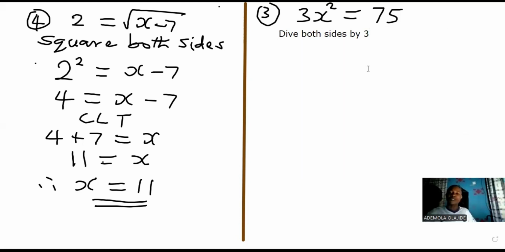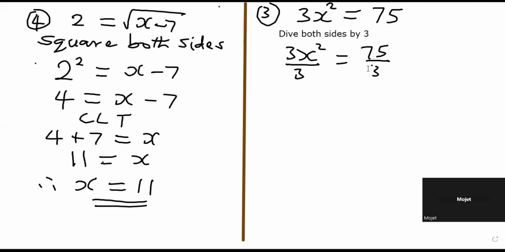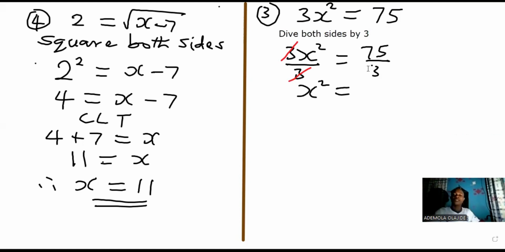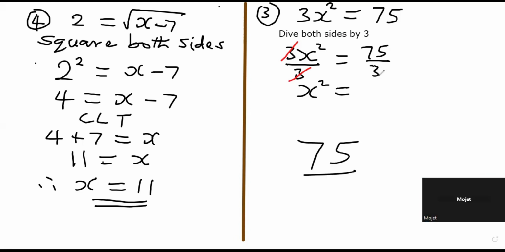So we have 3x squared over 3 equals 75 over 3. From there, this and this will take care of each other, and we have left x squared equals, don't forget this one is 3 down here, 75 divided by 3. How can we divide this number? 75 divided by 3.